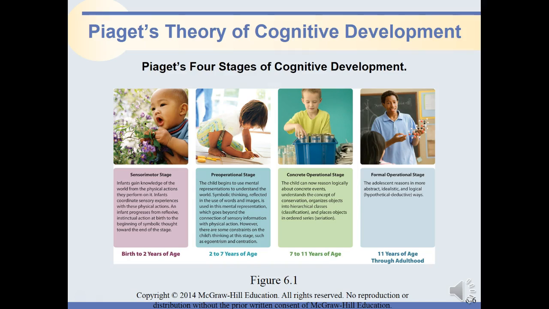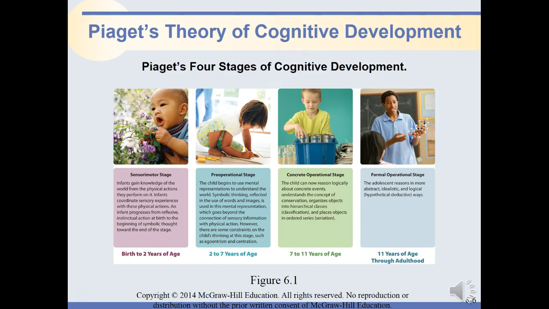The concrete operational stage is called concrete because clearly between 7 and 11 years of age, we can do way, way more than we can do in the two earlier stages. But our ability to accommodate and assimilate is still based upon the actual world and what we actually see, taste, and feel in front of us.